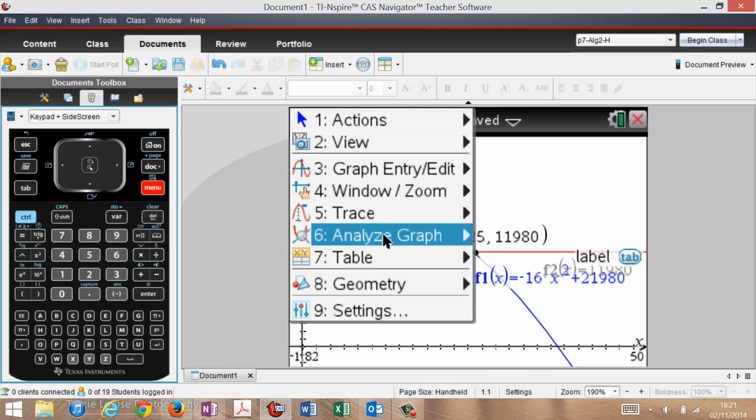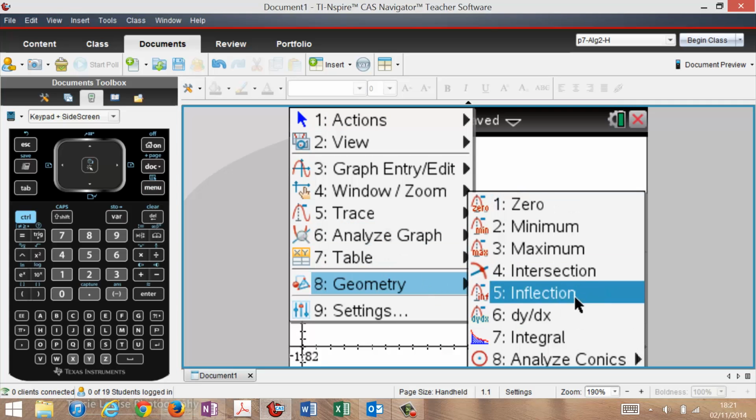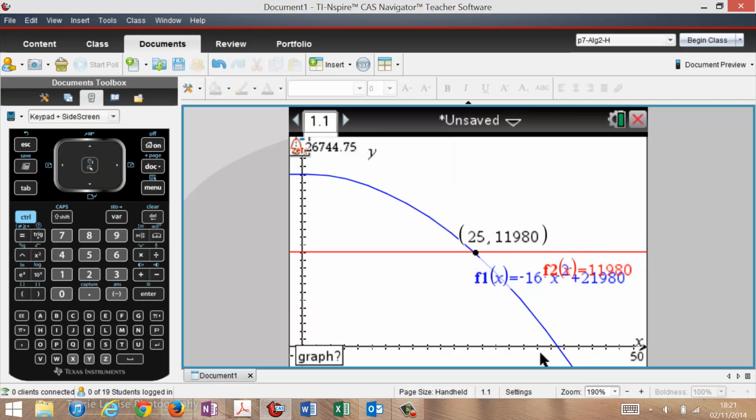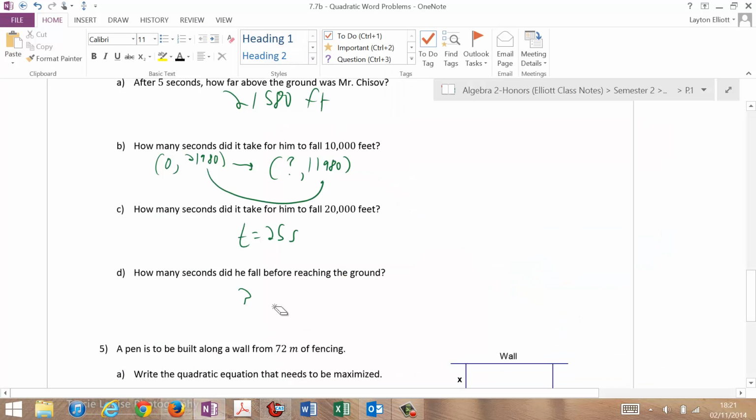Probably the easiest way right now is just go to Analyze Graph and Zero and do this graph zero. So I have to click on the blue graph because it's asking which one? That one. And then left bound, right bound. And it gives me the zero. I can drag that up and see that that was at 37.1 seconds. And so I would say that's at t equals 37.1 seconds.